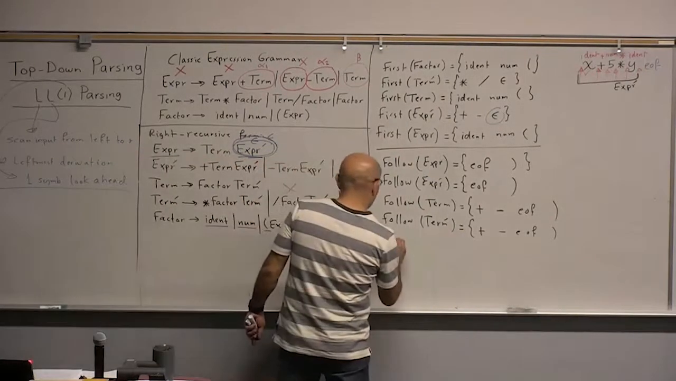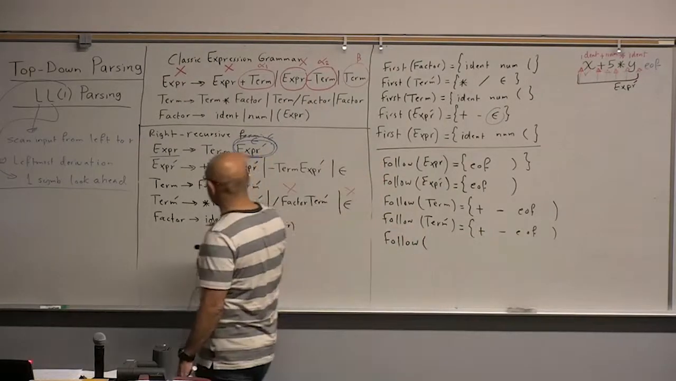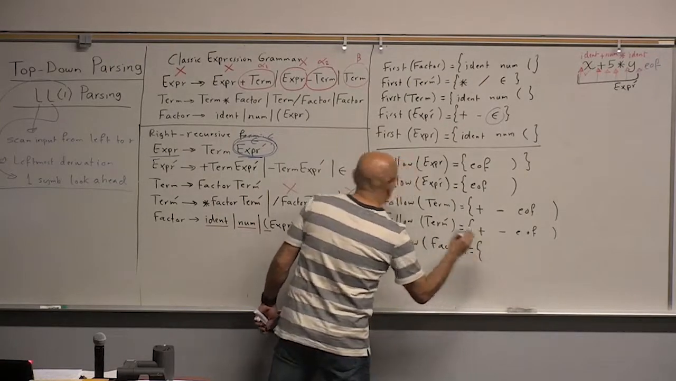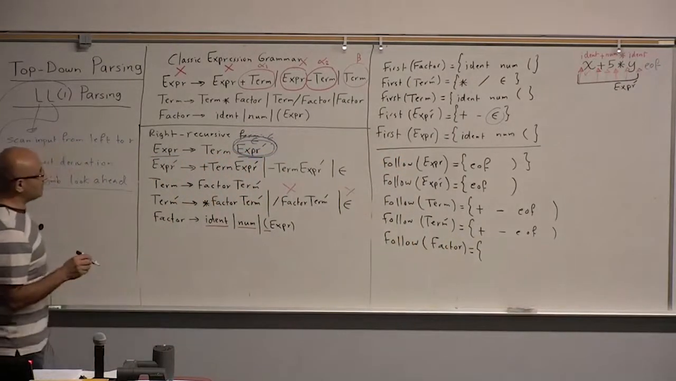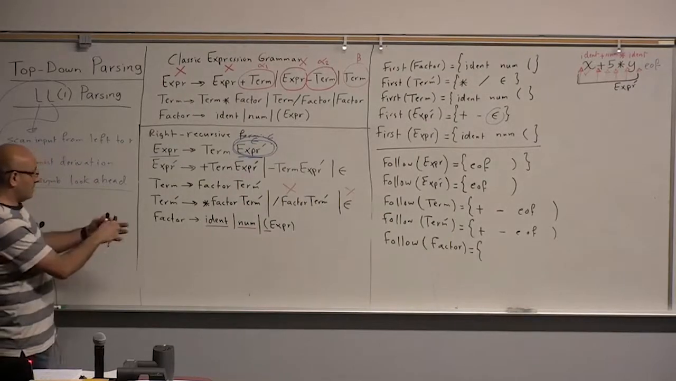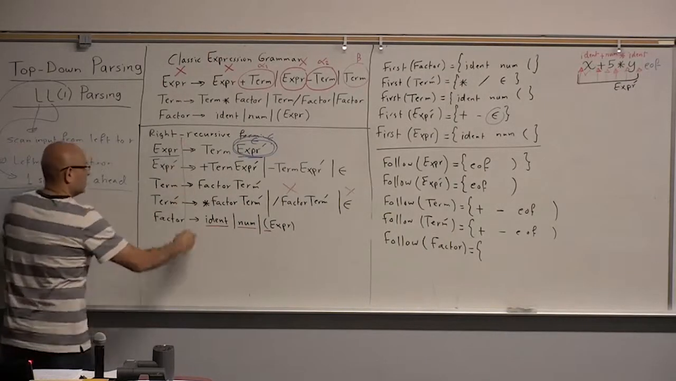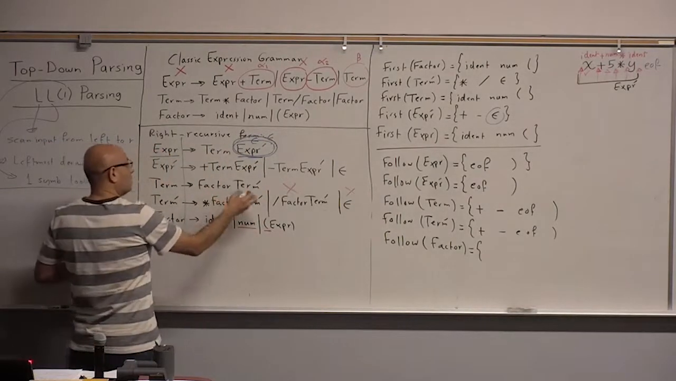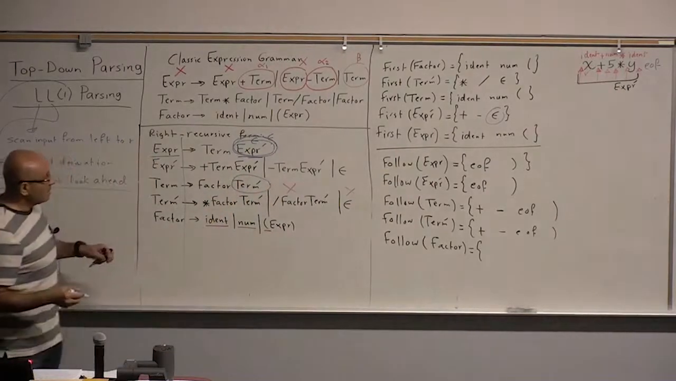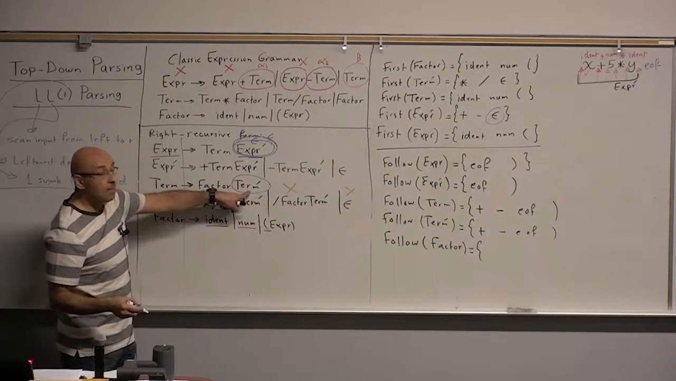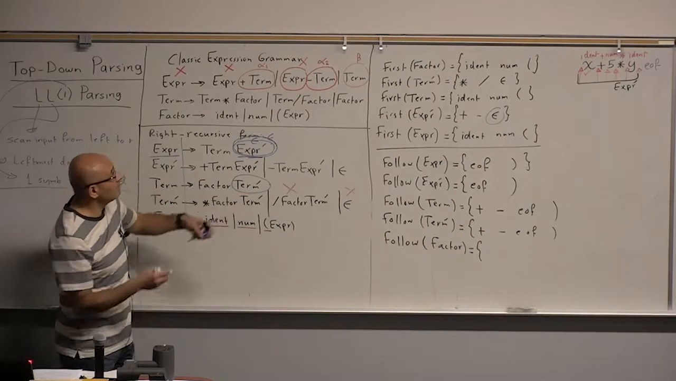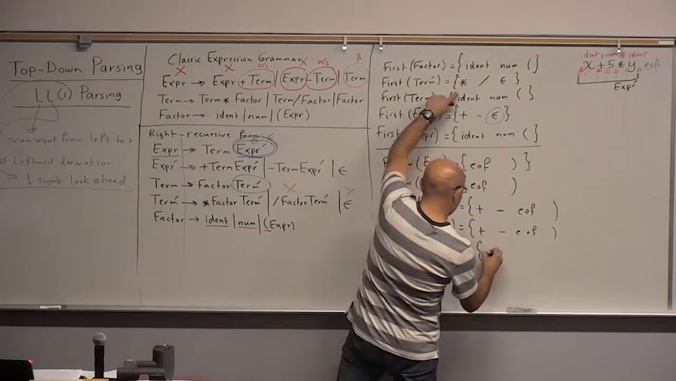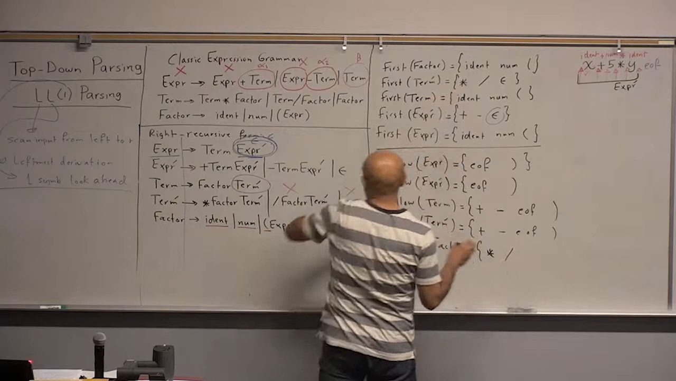Then I look at the follow of factor. Again, I scan for factor on the right-hand side or the left-hand side. The right-hand side. So this is the left-hand side. This is the right-hand side. So where is I scan for factor? Here's a factor. It's followed by a term prime. So I put the first of term prime. So the first of term prime is going to be multiply, divide, and I never put an epsilon.